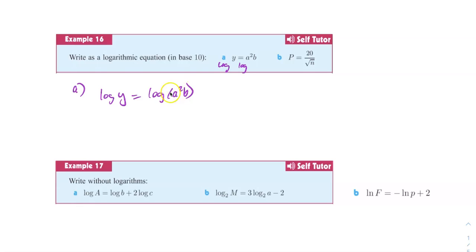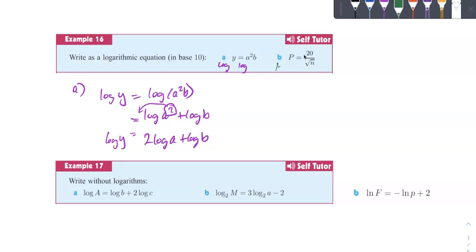So remember, the way you expand logs is multiplication means addition. So just like this. And then any power has to be moved to the front. We want to fully expand it all the way. So 2 log a plus log b. That's what log y equals. So like that. We do the same thing on this one.